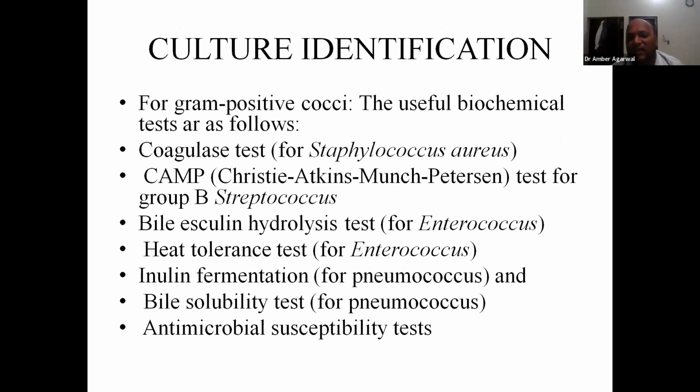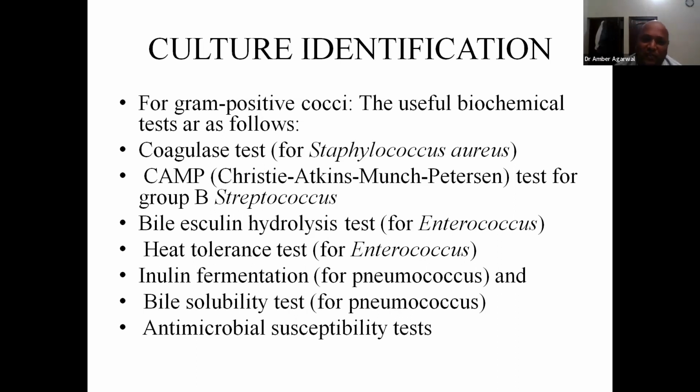For gram positive, these are the tests used. If you ask me practically, the gram positive organisms identified in the lab are very few. Staphylococcus aureus, Enterococcus. In Enterococcus, you have two things: Enterococcus faecalis, Enterococcus faecium. Streptococcus, you have 3-4 species: Streptococcus agalactiae, Streptococcus pyogenes, Streptococcus pneumoniae. So for these you need a few tests to identify.